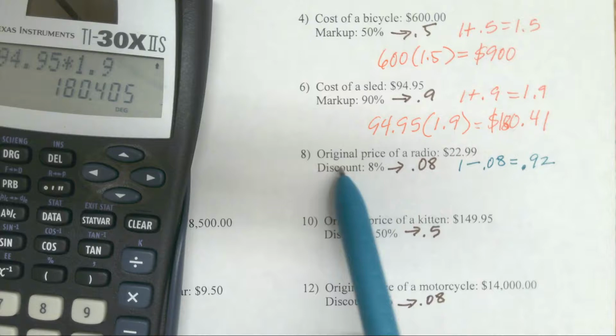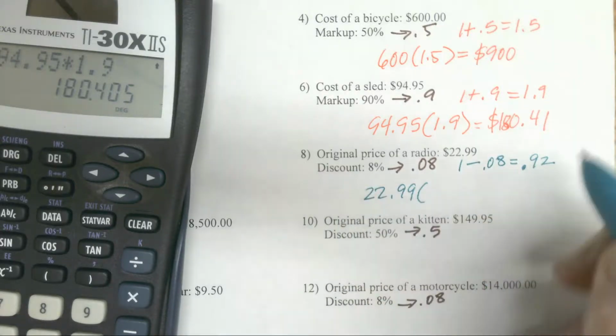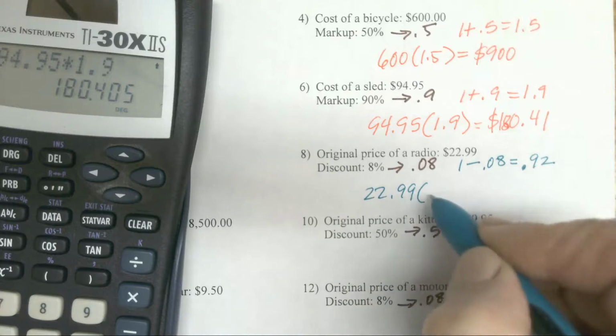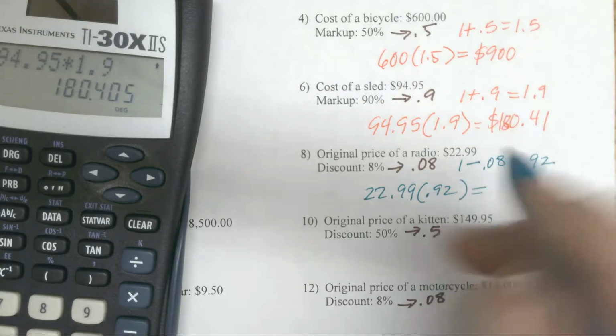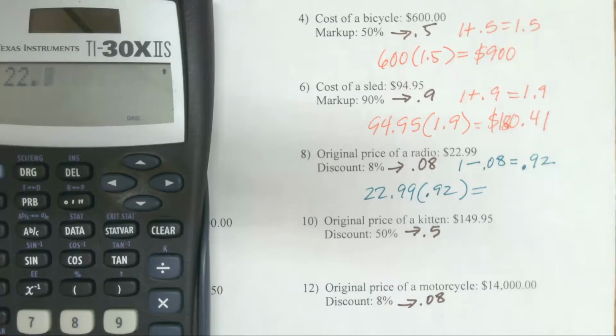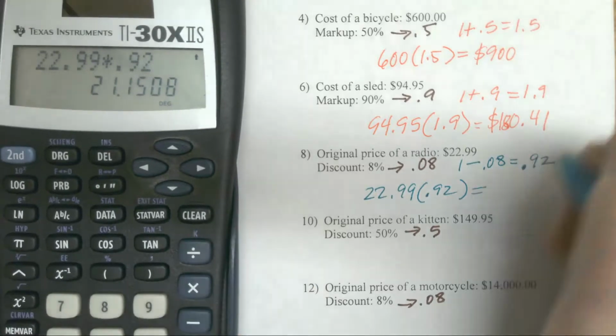So if it's $22.99 and they're discounting 8%, they're only going to charge me 92% of the actual cost of the item, or of what they originally wanted to charge. Which comes out to be $21.15.